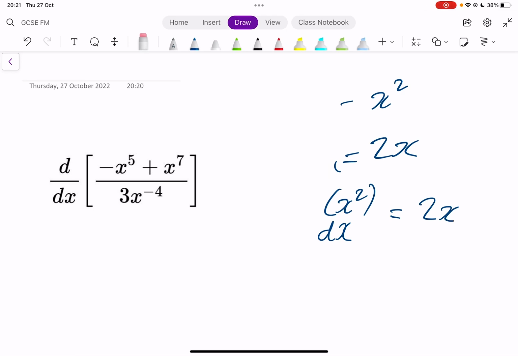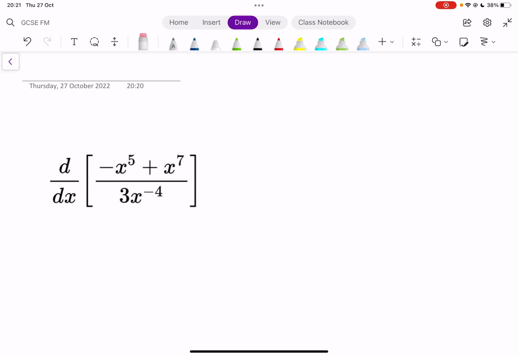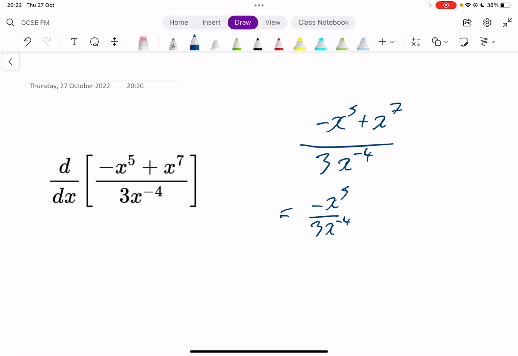So over here, in this one that we're doing, this is like your y, and we have to differentiate it. Before you do that, what you've got to do is get that in index form. So I'm just going to look at that. It is minus x to the 5 plus x to the 7, and it's all being divided by 3x to the minus 4. Now we can split that up. We can write that as minus x to the 5 over 3x to the minus 4 plus x to the 7 over 3x to the minus 4.